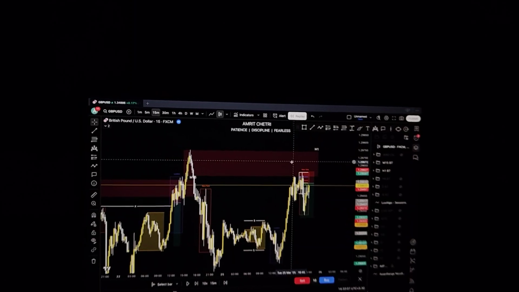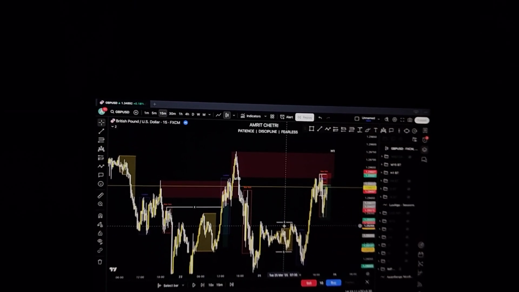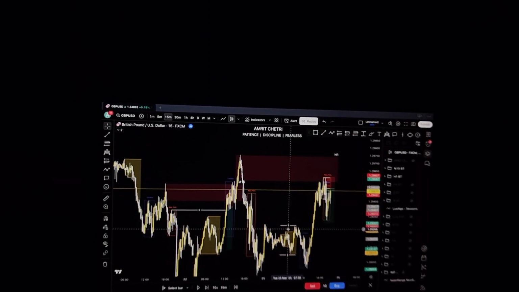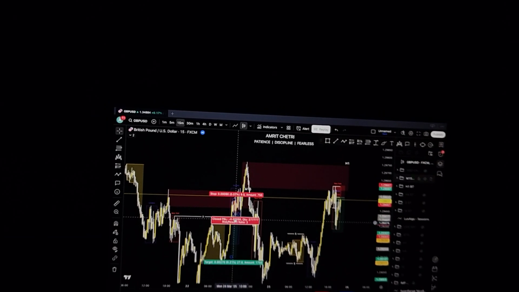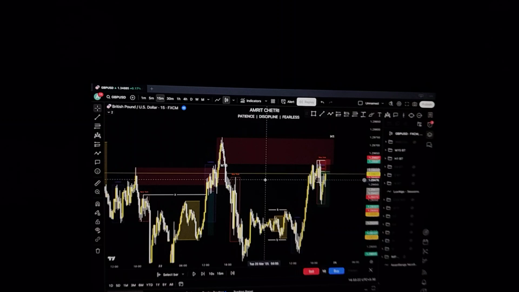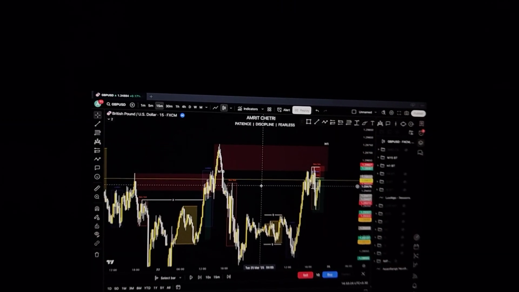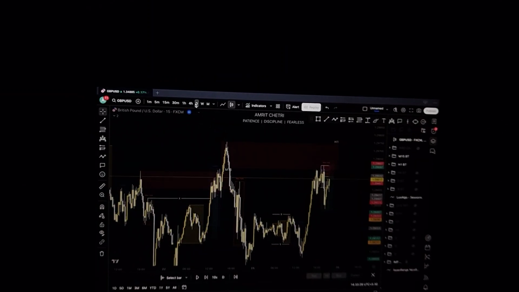So this supply zone was valid. This New York high got swept. The same model that I traded on Monday also appeared on Tuesday, but the only difference was the trade was on the New York high. That's the only difference. Monday it didn't play out, Tuesday it played out. So this is the game of probability, right? One day it will play out, one day it will not. So you have to show up every single day so that you don't miss the probability of you winning. So on Tuesday it was a winning day, as you can see.